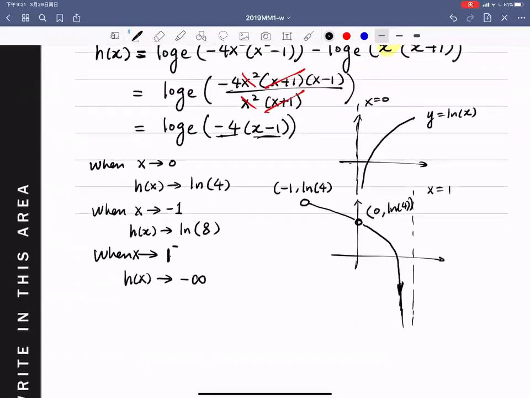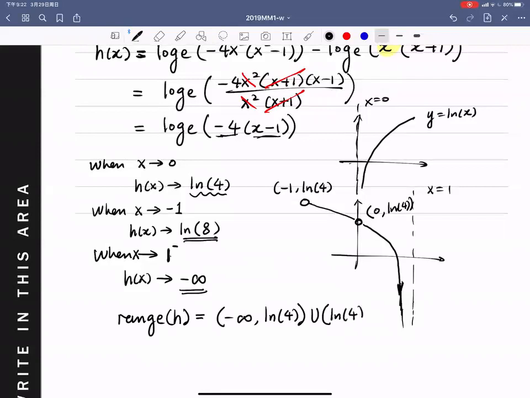Okay, so my range should go from this one to the biggest one, smallest to the largest, excluding any discontinuity point. Range of h equals negative infinity, natural log 4, exclusive, union natural log 4, natural log 8. Okay?